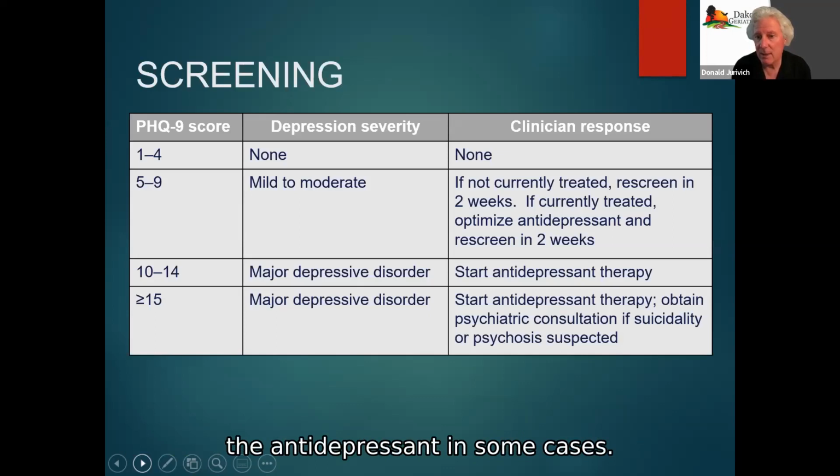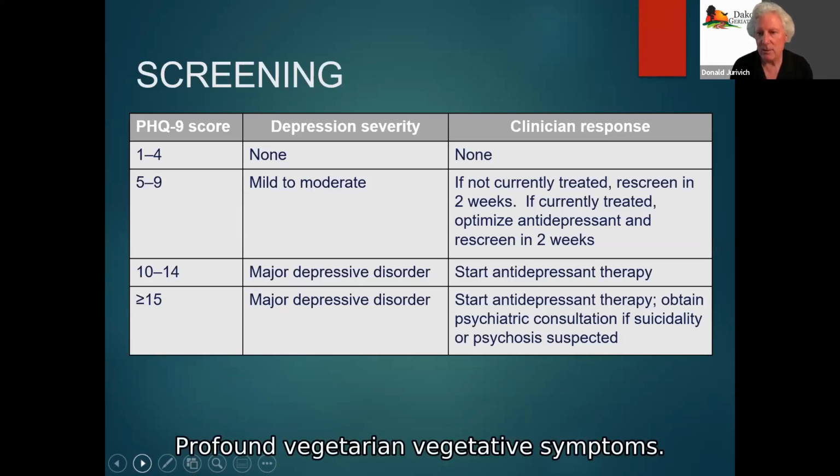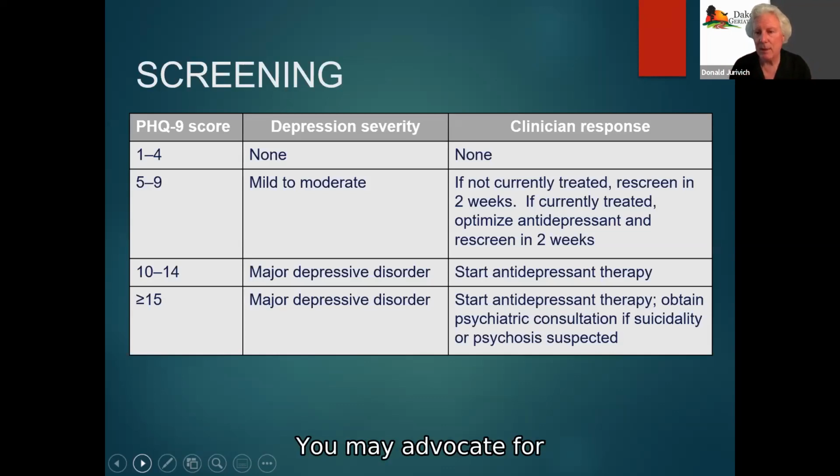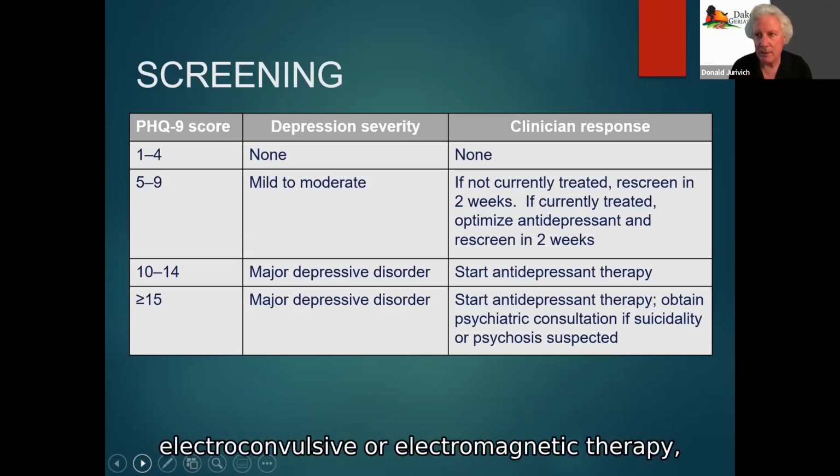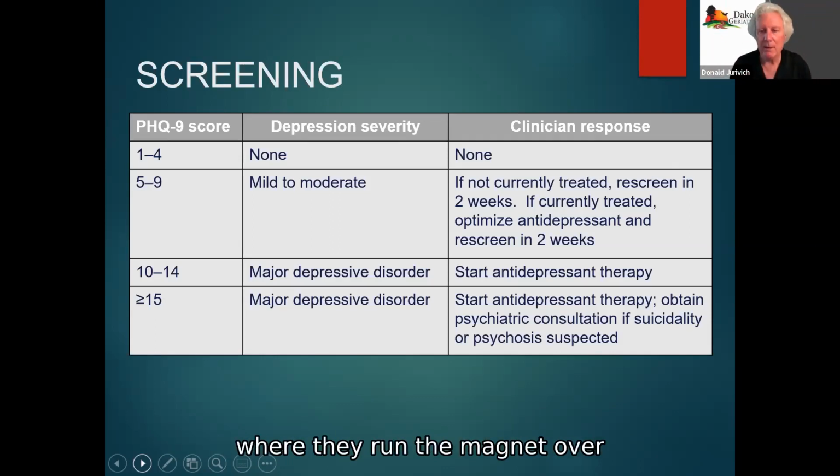In some cases, if there are profound vegetative symptoms, you may advocate for electroconvulsive or electromagnetic therapy, where they run the magnet over and try to reset the brain's electricity. Next slide, please.